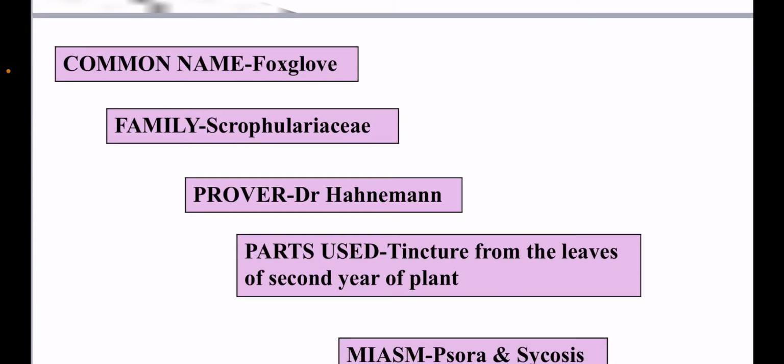The common name of Digitalis purpurea is foxglove, family Scrophulariaceae, prover Dr. Hahnemann. The part used is tincture from the leaves of the second year plant. So guys, when the Digitalis purpurea is in its second year of growth, we take the leaves of it, prepare a mother tincture out of it and use it as a medicine.